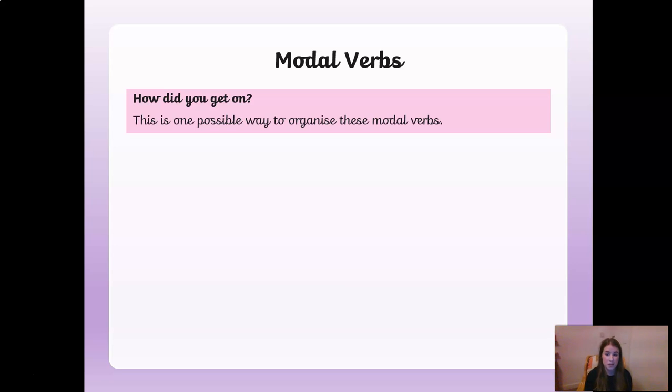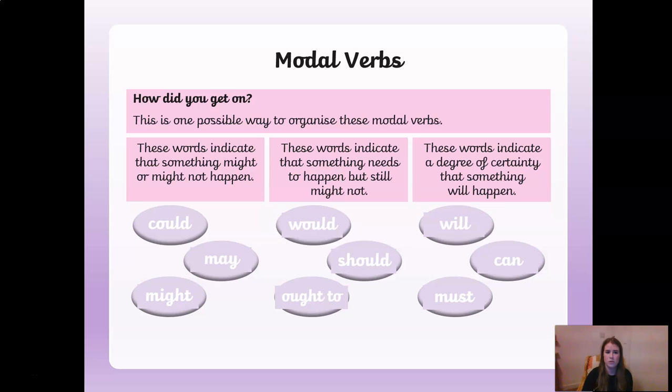So this is one possible way that we could organise our modal verbs. I've managed to split mine into 3 different columns. So let's see if you've got a similar answer. So could, may and might. Now these are words that indicate that something might or might not happen. So this is a degree of certainty of whether it is or isn't going to happen.